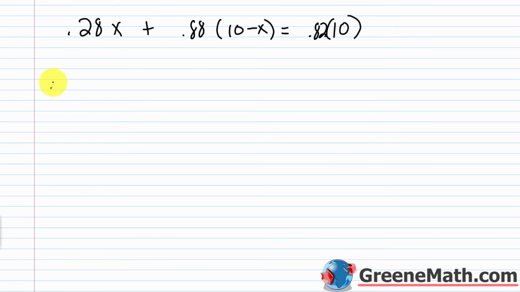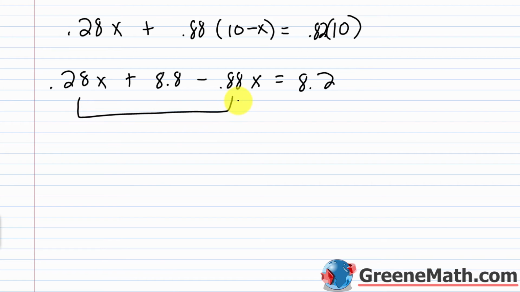So we'll have 0.28x plus 0.88 times 10. I'm just going to move the decimal one place to the right, so that would be 8.8. Then minus 0.88 times x is 0.88x. Then equals 0.82 times 10 is 8.2. So if we combine like terms here, 0.28x minus 0.88x is going to give me negative 0.6x. Then plus 8.8 equals 8.2.